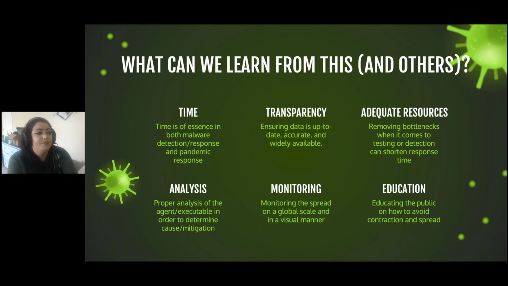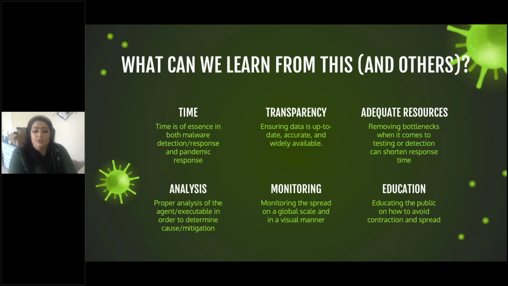So what can we learn from the handling so far of the coronavirus? Based on the current situation and response, we've got quite a few things to go over here. First, time is of the essence in both responses. The longer it takes to implement a response plan, either in a biological virus situation or in a data breach or malware situation, the farther the infection can potentially spread.